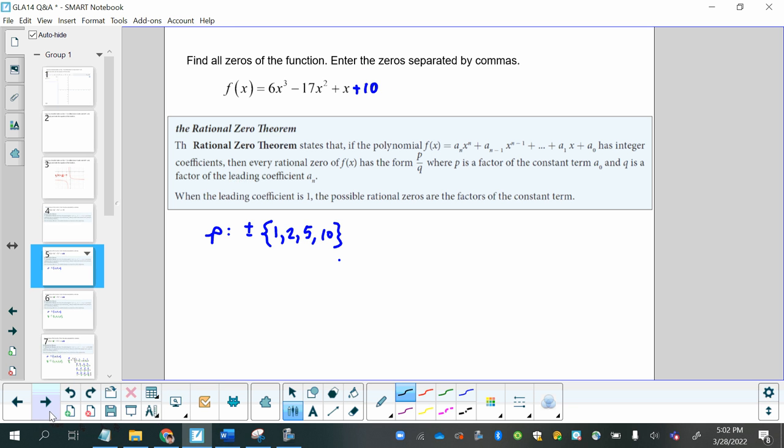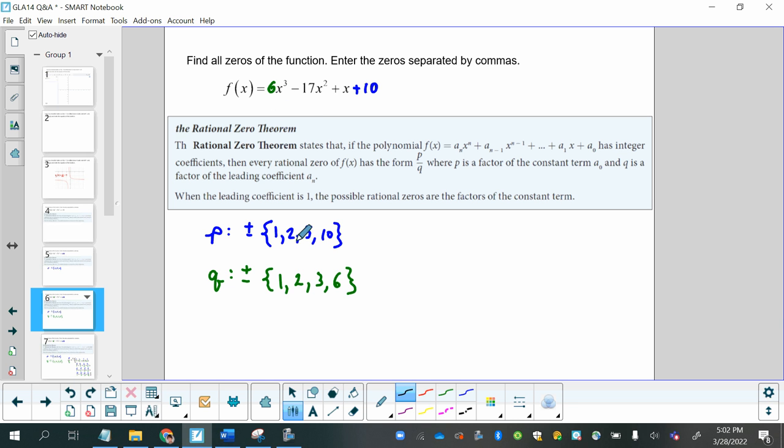That's our p, as it were. And q is a factor of the leading coefficient, which is the one that's in front of the highest degree of x. That would be where your q's are coming from. So your p's are going to be factors of 10, and your q's are going to be factors of 6.